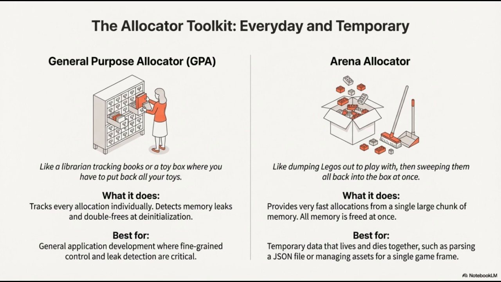The Allocator Toolkit categorizes memory management into two primary strategies, everyday and temporary. On the left, we have the General Purpose Allocator, or GPA. This operates much like a librarian, meticulously tracking individual books, or a toy box, where every single item must be returned to its specific spot. The GPA tracks every allocation individually, which allows it to detect memory leaks and double frees during initialization.